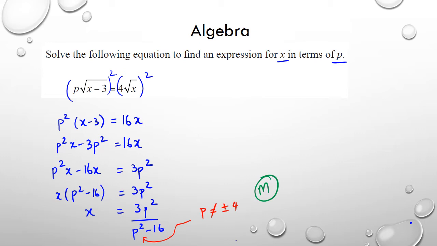Is that all right? The middle sign, this symbol here, is for not equals to. It basically says p can't equal plus or minus 4. Okay, should we go to the next one?